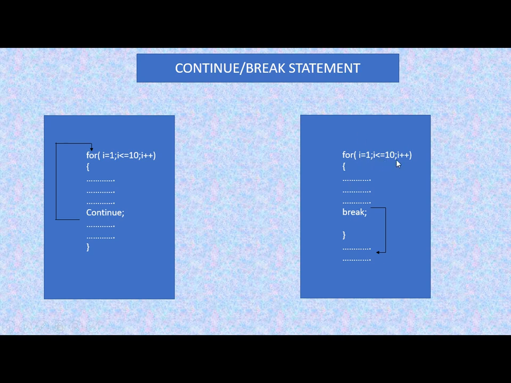For all the other values of I, these statements will not be executed. The for loop will terminate right here, so these statements will not be executed for the next iteration. If there is any statement after break, that will be executed. Otherwise it will come out of the loop, and all the statements outside the loop will be executed. So this is our break statement.